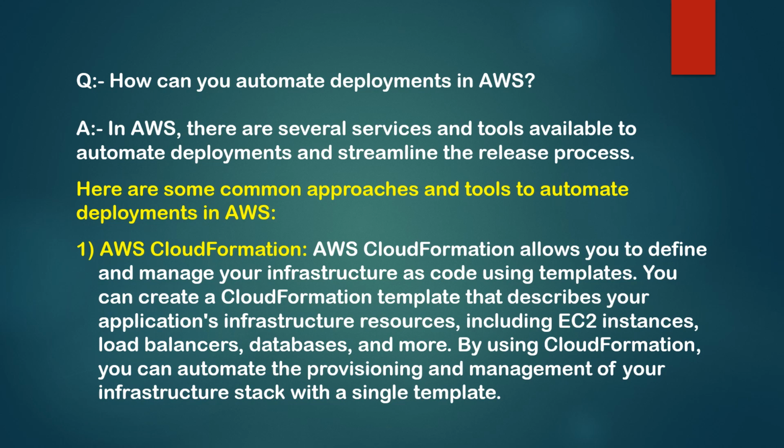Number 1. AWS CloudFormation. AWS CloudFormation allows you to define and manage your infrastructure as code using templates. You can create a CloudFormation template that describes your application's infrastructure resources, including EC2 instances, load balancers, databases, and more. By using CloudFormation, you can automate the provisioning and management of your infrastructure stacks with a single template.